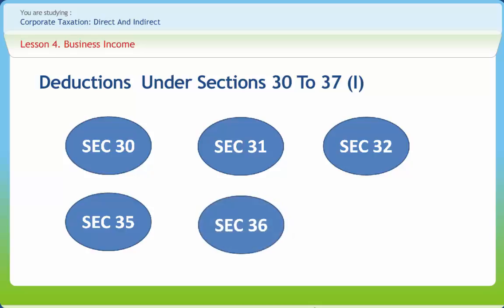Section 36, Part I is for insurance of stock. Deductions under it are: the amount of any insurance premium paid in respect of insurance against risk of damage or destruction of stocks or stores used for the purposes of the business is allowed as deduction.